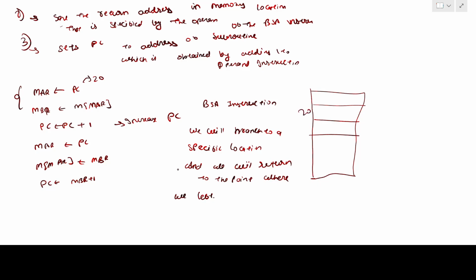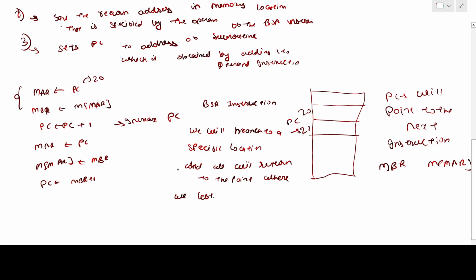Let's say this is the 20th entry. The program counter has only one job: the program counter will point to the next instruction. So when we are performing the 20th instruction, the program counter will be pointing at the 21st instruction, right? We are storing the program counter's value in MAR, and in MBR we are storing the value of memory of MAR.